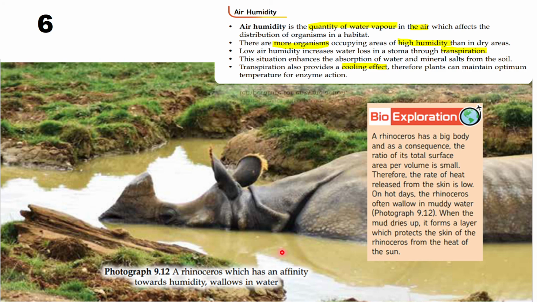Sebab dia punya badan itu besar, big body, therefore dia punya total surface area to volume ratio small. Okay, so the rate of heat release pun kurang, low. Therefore, it explains that on hot days, these rhinoceros often wallow in the muddy water. Mereka akan berendam di kawasan di air berlumpur inilah. So when the mud dries up, semua ini akan melekat pada dia punya kulit kan. It actually serves as a protecting layer for the skin of the rhinoceros from the direct heat of the sun.